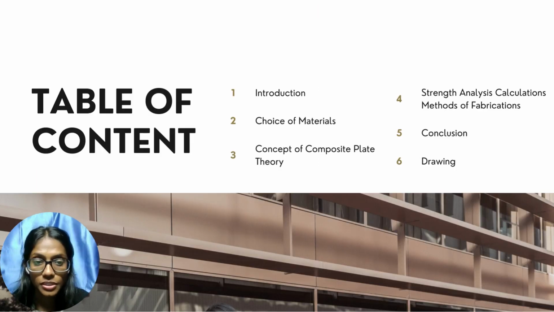The presentation will consist of an introduction of the project, choice of materials, concept of composite plate theory, strength analysis, calculations, methods of fabrication, conclusion, and also drawing.